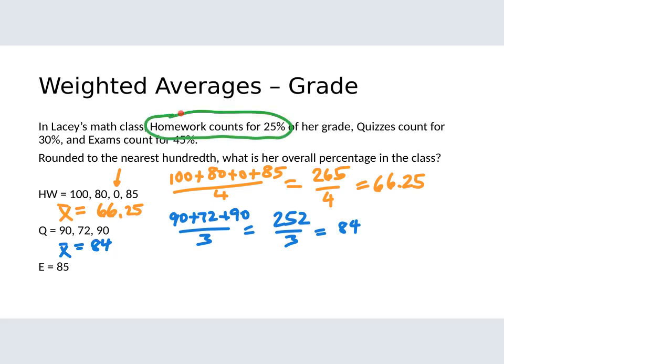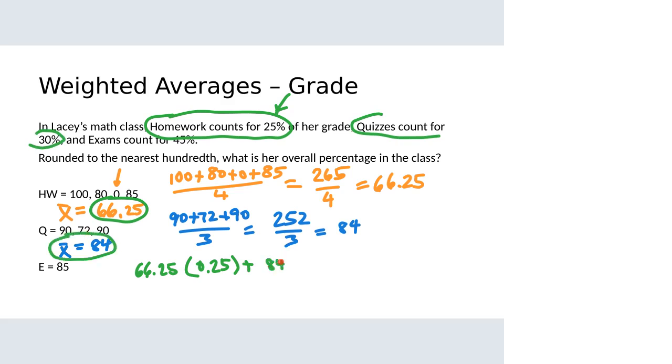Homework counts 25% of her grade. So we're going to take that homework mean, the 66.25, and multiply it by 25%, but we're going to write 25% as a decimal. Then quizzes count for 30%. So we're going to find that quiz mean of 84% and multiply it by 30%, but we'll write it as a decimal. And then finally, the exam average, which, since there was only one exam, is 85, multiplied by how much weight exams get: 45%, so we'll multiply by 0.45.